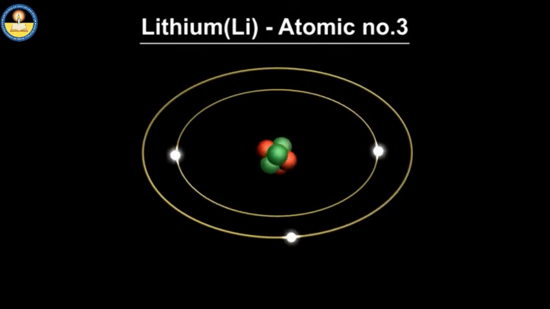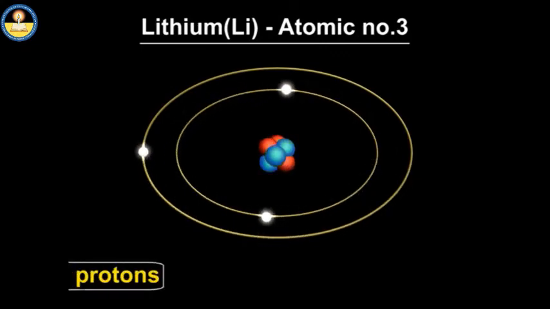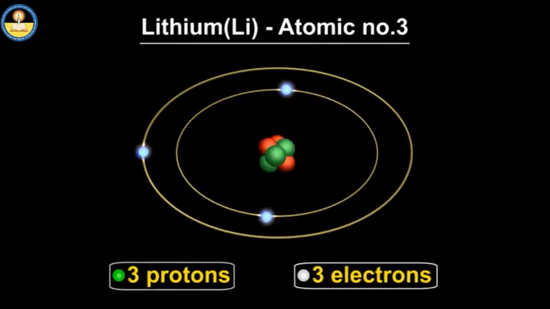Lithium has atomic number 3. That is, it has 3 protons and 3 electrons. Out of these 3 electrons, 2 electrons are accommodated in the first, that is the K shell, and the third electron goes to the second shell, that is the L shell.